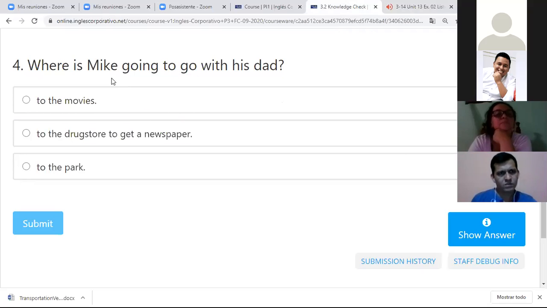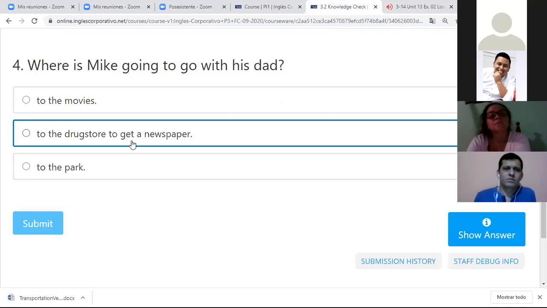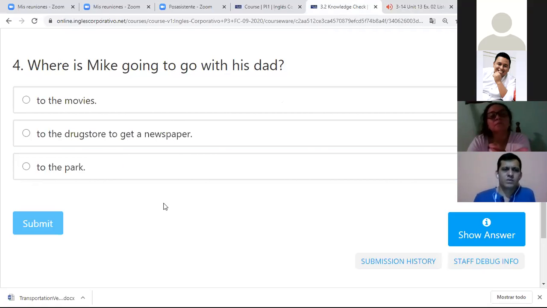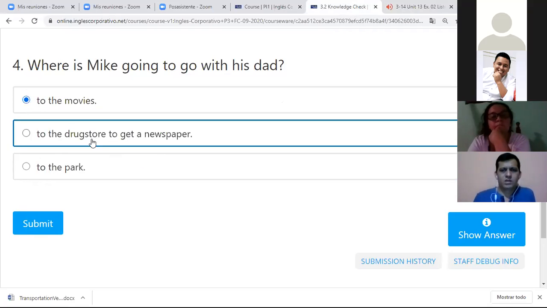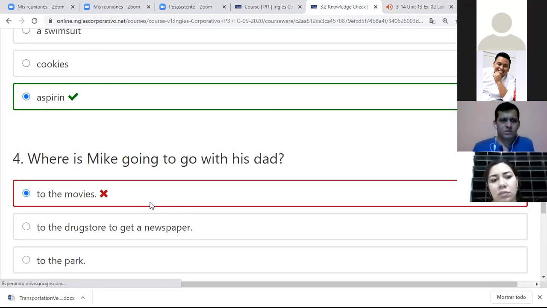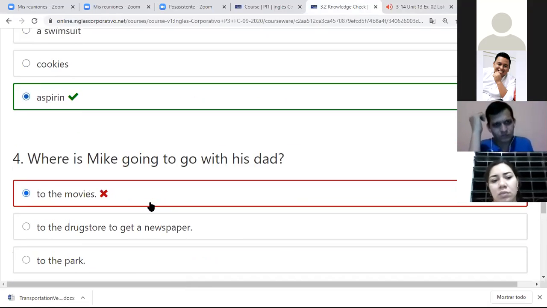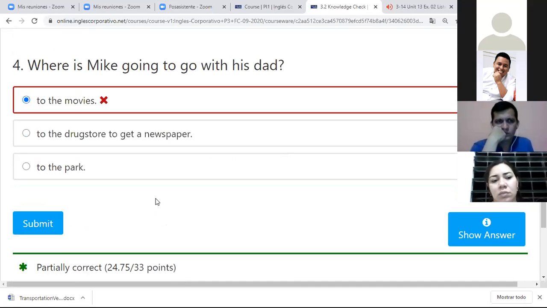Okay, so where is Mike going to go with his dad, with his father, Marlene? To the movies? To the drugstore to get a newspaper, periódico, right? Or to the park? To the movies. Okay. We're going to check it. Okay, number one is okay, number four. Okay, Marlene? I guess that's another option.